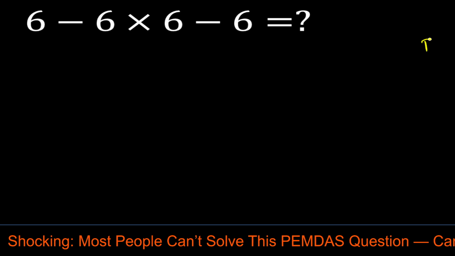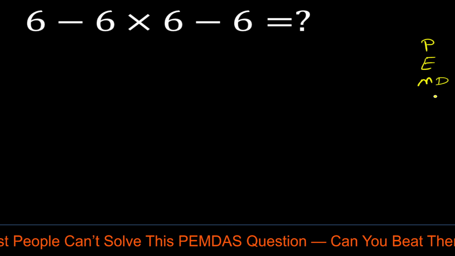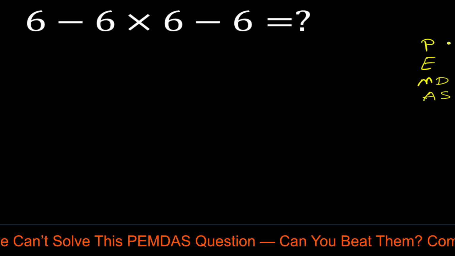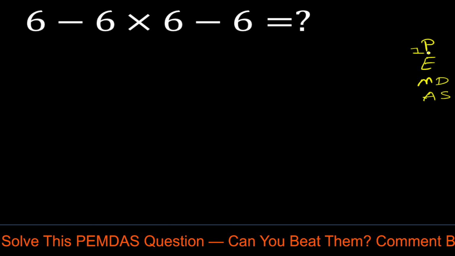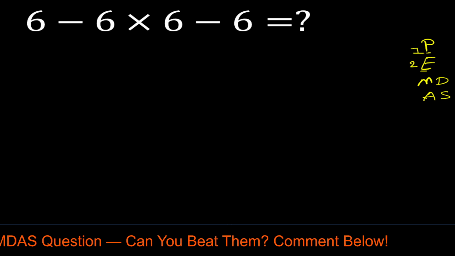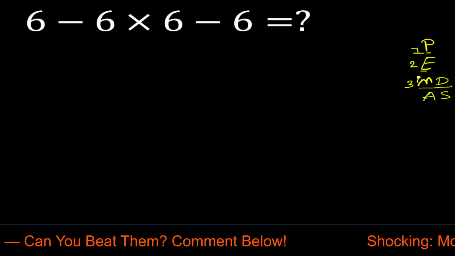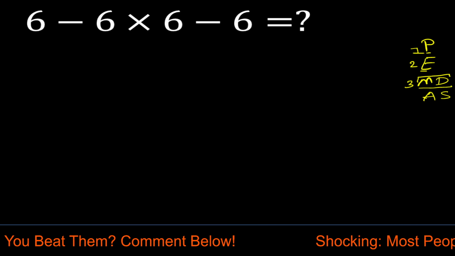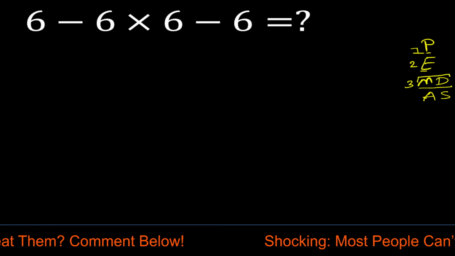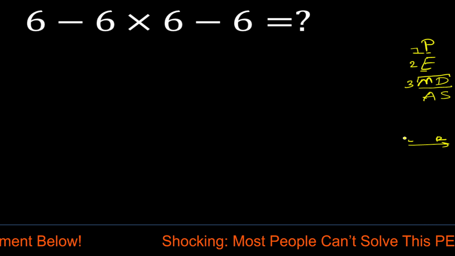So PEMDAS, P E M D A S. According to the PEMDAS rule, first priority is parentheses, then second priority is exponents, then third priority is multiplication and division. Here multiplication and division both have equal priority, so we have to solve it from left to right.